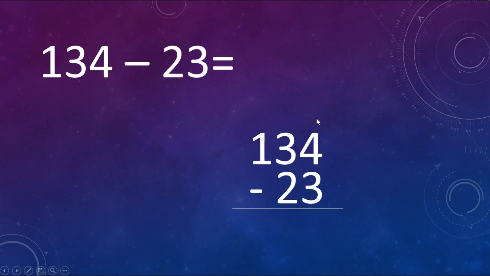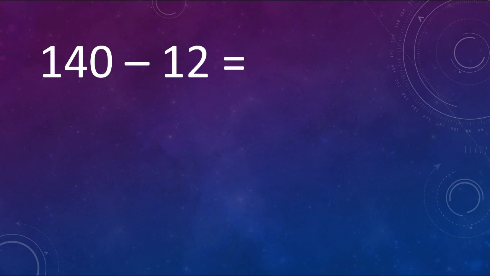So let's first start subtracting from right to left. So that means we need to subtract the ones place first. Do we need to add any tens to the ones place here? No, I do not, because I can take 3 away from 4. What is 4 minus 3? 1. Good. What is 3 minus 2? 1. Good. And then we need to bring down the 1. And our answer is 111.